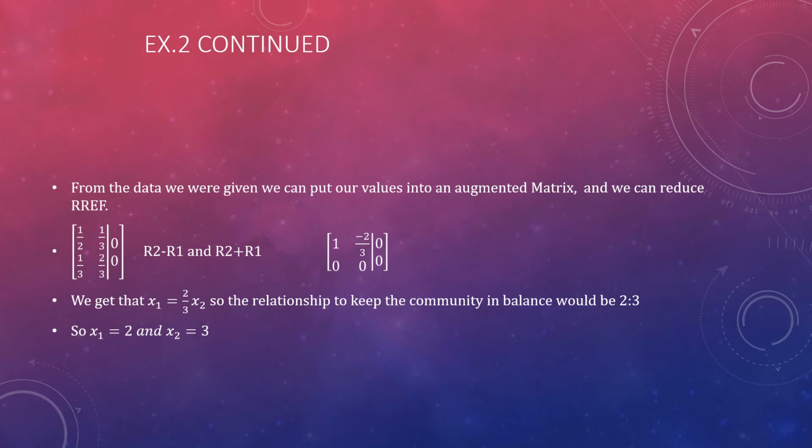So then I got that x1 had to be equal to 2/3 of x2. So the relationship to keep the community in balance would have to be 2 to 3. So we get that x1 is equal to 2 and x2 is equal to 3 in order to keep the goods inside the community balanced.